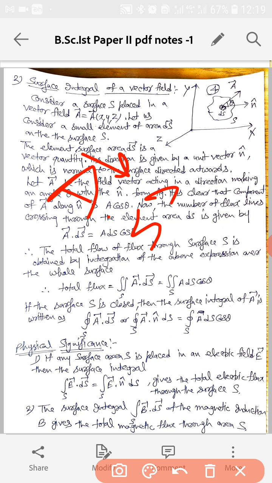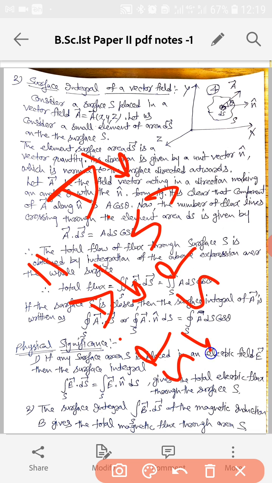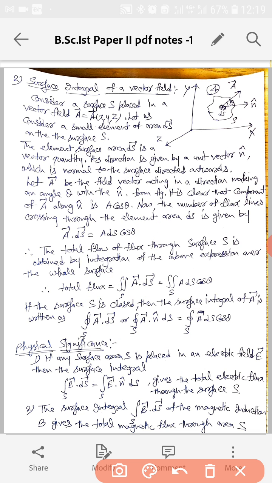Because the ds vector can be written as n cap ds, we can remove the vector over this ds element, or we can write this term as A dot ds vector. So both terms have the same meaning. What we have written here, A dot ds, will be A ds cos theta. So this is the flux through this area element ds.